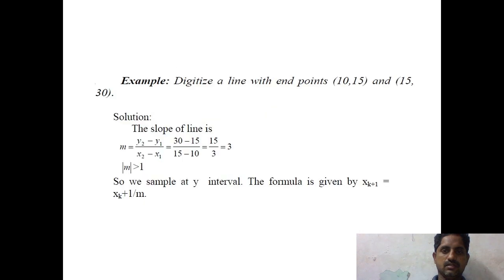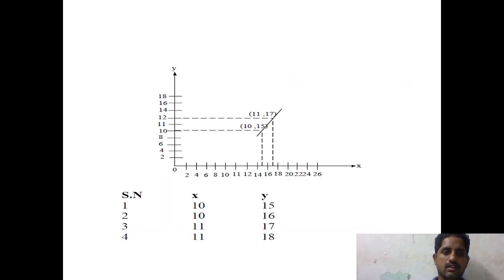That is, 10, 15, then x equal to 10, y equal to 16, then x equal to 11, y equal to 17, then x equal to 11, y equal to 18. Likewise, we have to draw the line starting from this. Use the straight line you can draw here.